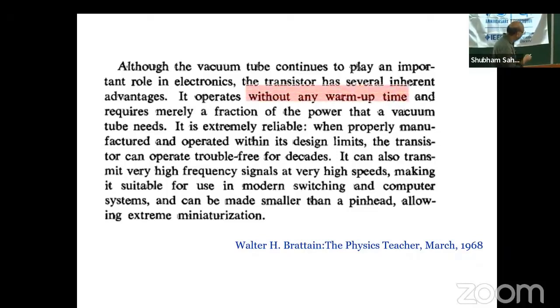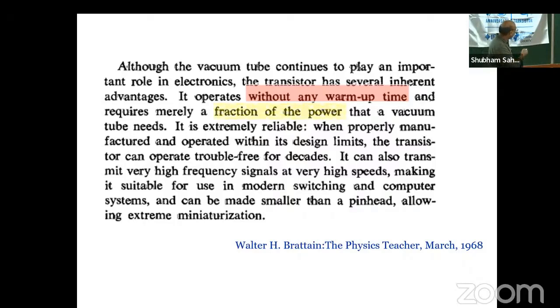So let me highlight. It operates without any warm-up time. At the top of the list is without any warm-up time, because prior to that, everything was mostly made of vacuum tubes. And vacuum tubes had a filament, you had to heat it up, and then the cathode would emit the electrons and the anode would collect it and all that. So if you had a radio and if you switched it on, you had to wait for the warm-up time. Things had to warm up and then only would start working. So at the top of his list is it operates without any warm-up time.